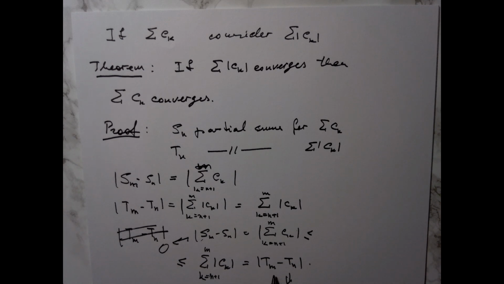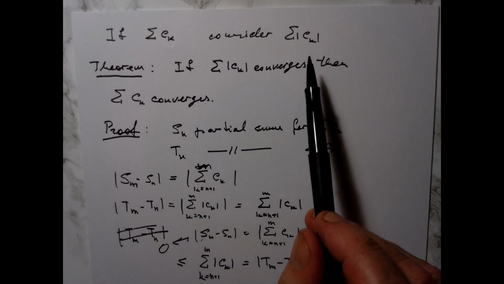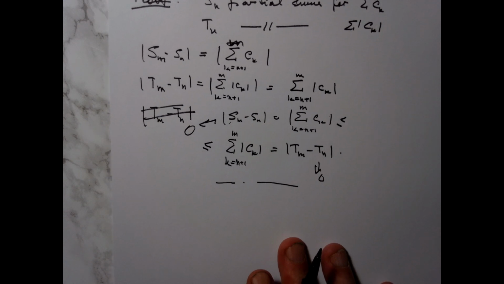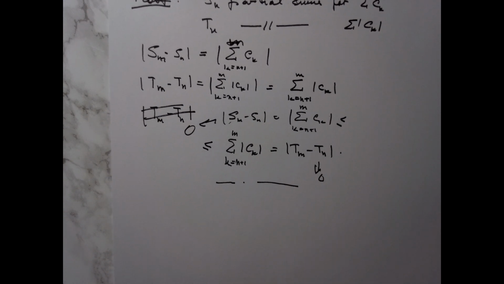The fact that this thing converges to 0 means that the series with absolute value converges. The fact that this thing converges to 0 means that the sum of ck converges, and that is one of the great accomplishments. Let me tell you one more principle which will be important as we go on.